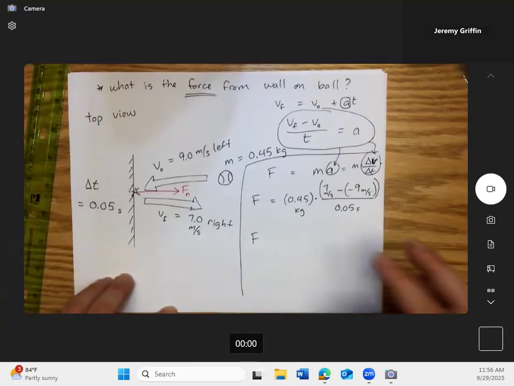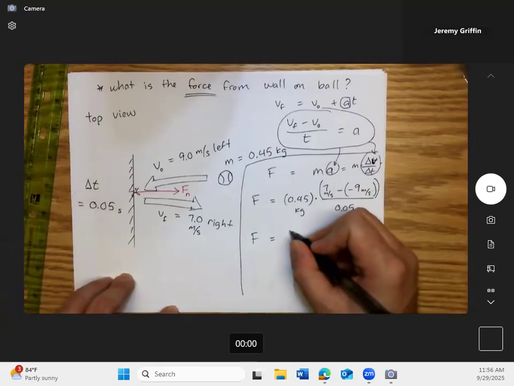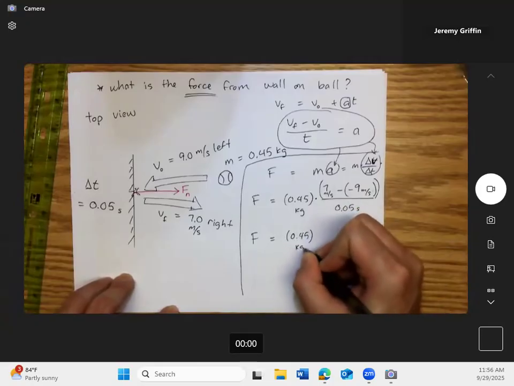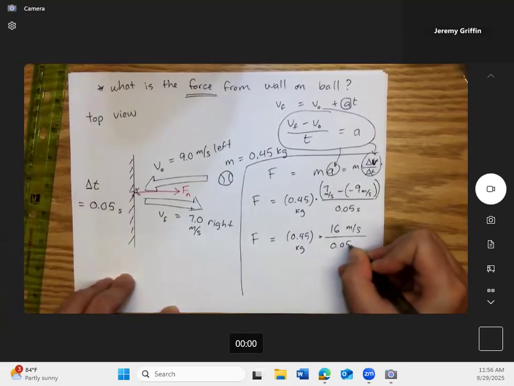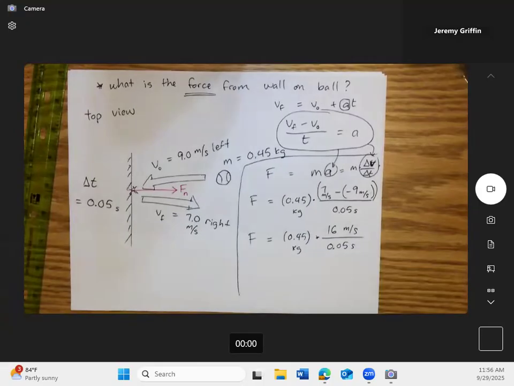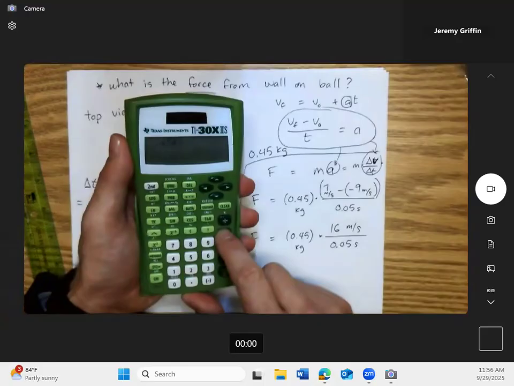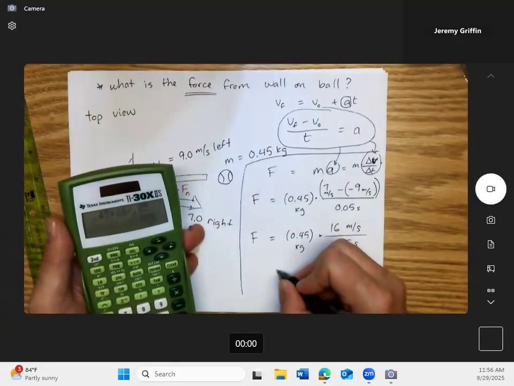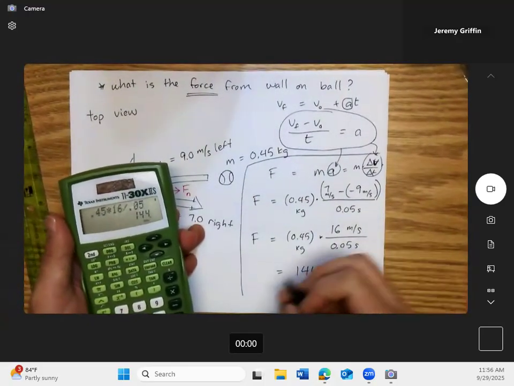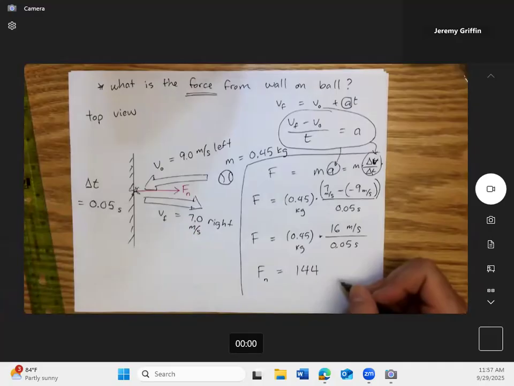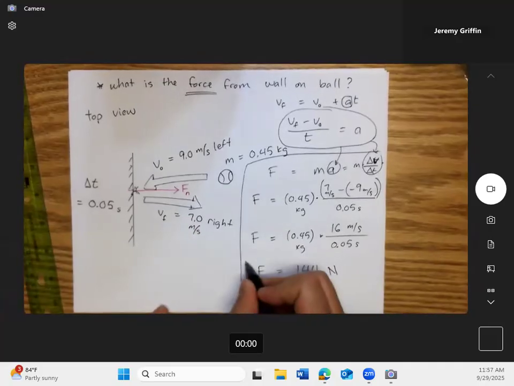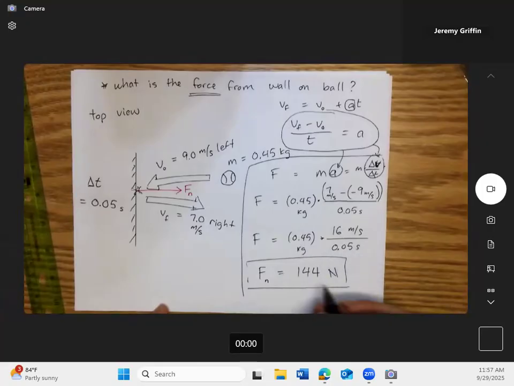All right, so what do we got here? We got 0.45 kilograms ball times 16 meters per second change, and this all happens in 0.05 seconds. What's 0.45 times 16 divided by 0.05? I'm looking at 144 is the number on my screen. This is a normal force. 144 what? Newtons, because we're talking about a force. Kilogram meter per second squared. That's newtons, isn't it? That's the force right there. That's it. Guys good?